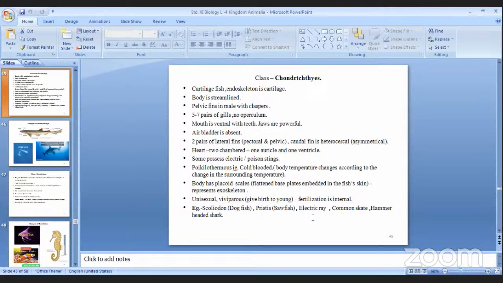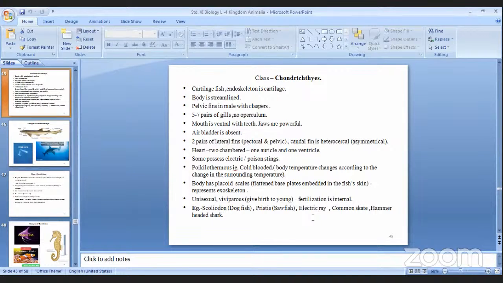Then the body has placoid scales. Now, what are these? There are two types of scales, students, placoid and cycloid. Placoid scales are basal plate-like structures which are embedded in the fish skin. Whereas cycloid scales are oval or circular in shape and are arranged in an overlapping fashion. In chondrichthyes, the body has placoid scales, and in osteichthyes, it has cycloid scales. These scales represent the exoskeleton.